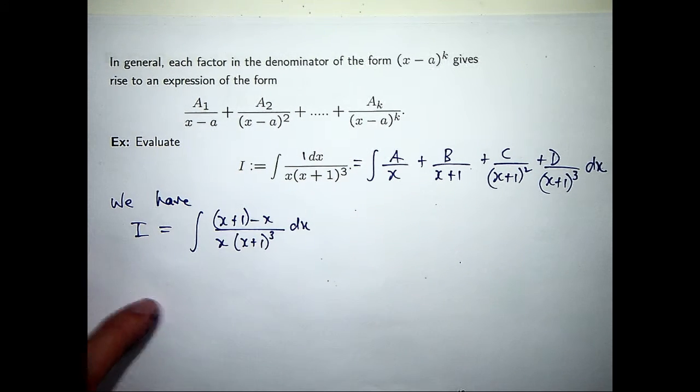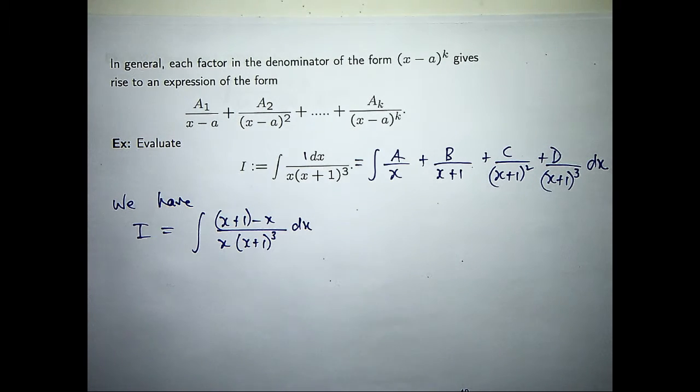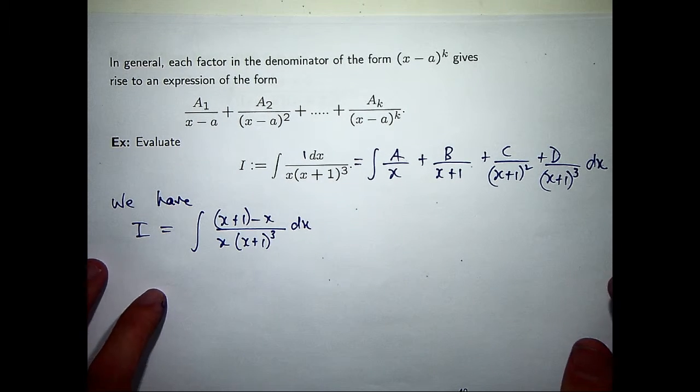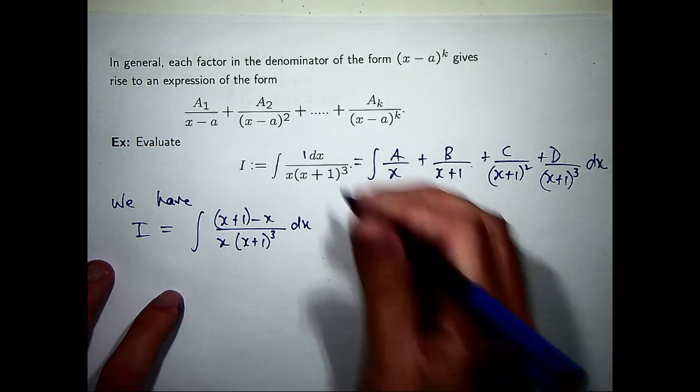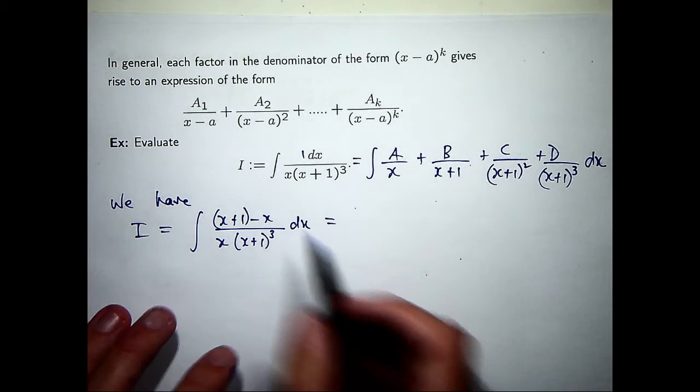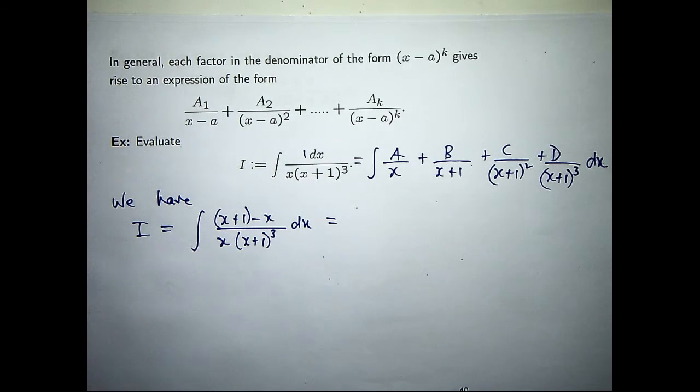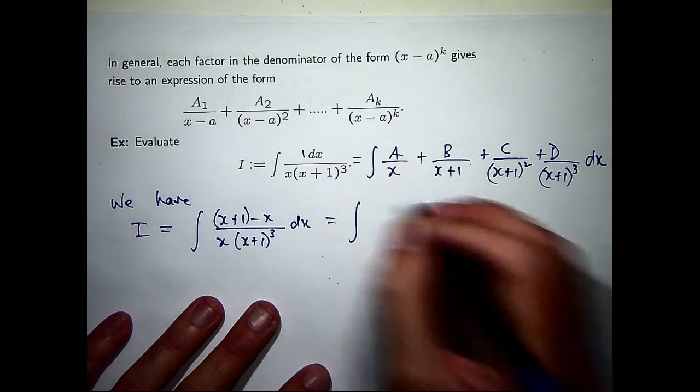So I can break that up into 2 bits and get some cancellation right away. What was that? All right, so when you break that up, you're going to cancel off the x's and the x plus 1s. And you're going to get something like this.